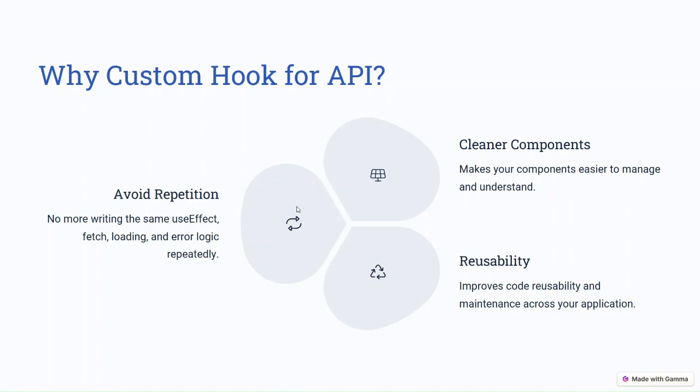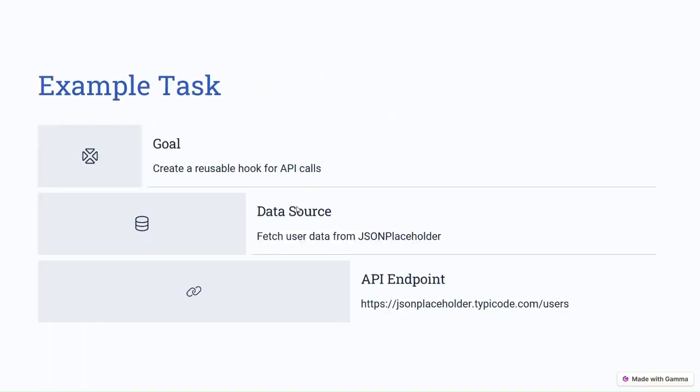So we can reuse the component. It will make our code clean. And here we avoid the repetition. Whatever we do now, that we will avoid here, guys. Okay. So for that, a custom hook is very important for our API calls. Okay. So what is today's goal, guys?